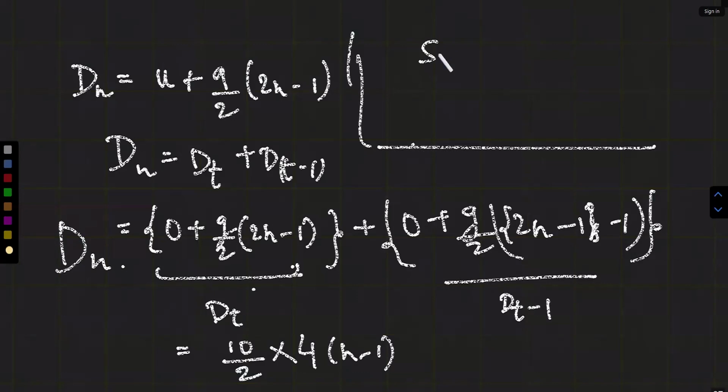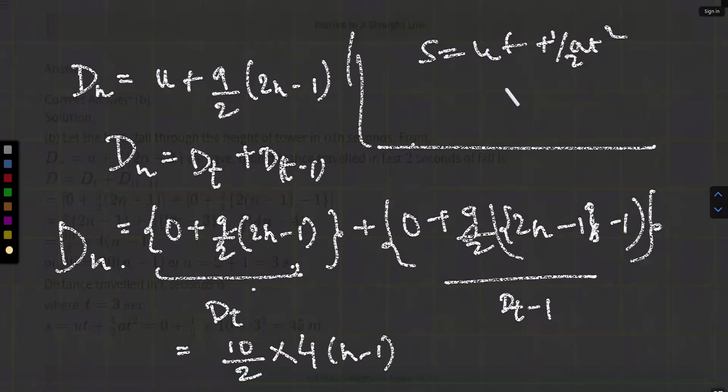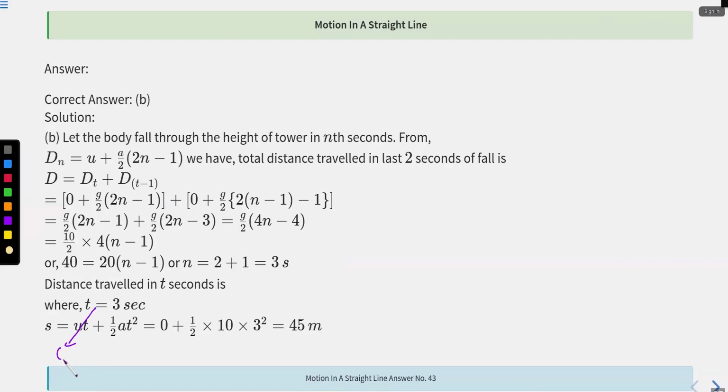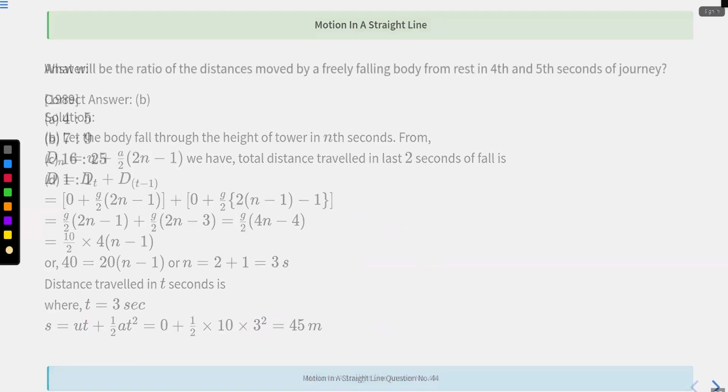So s is equal to ut plus half at square. Acceleration is constant. Initial velocity is 0, so this quantity becomes 0. So s is half a t square. Basically, you need to calculate the time. So time you will be getting from the fourth equation, and the final displacement you will be getting from the second equation. Okay. All right, I hope this was clear.